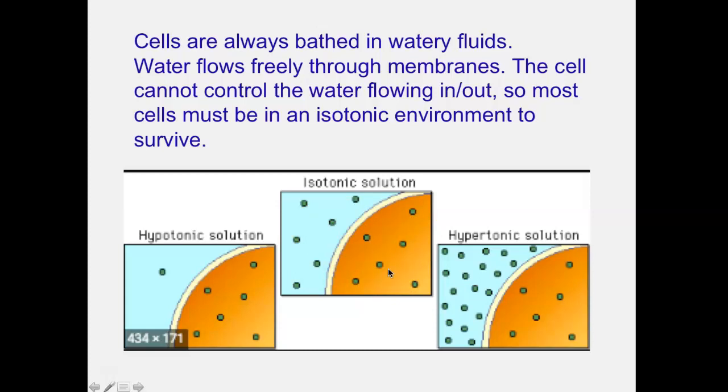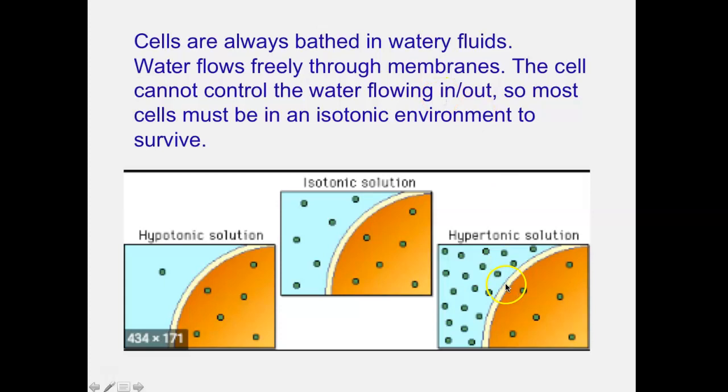However, let's change that up. Let's change the solution. So let's say we put this cell into a hypotonic solution where there's not a lot of solutes. What happens to the water? Remember, water moves to what side? Water will always move to the hypertonic side. So water is going to want to diffuse into the cell, so much so that it's going to want to reach equilibrium. The cell will swell up, right? That's not healthy for a cell.